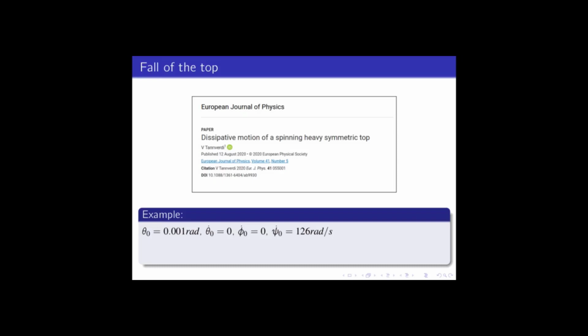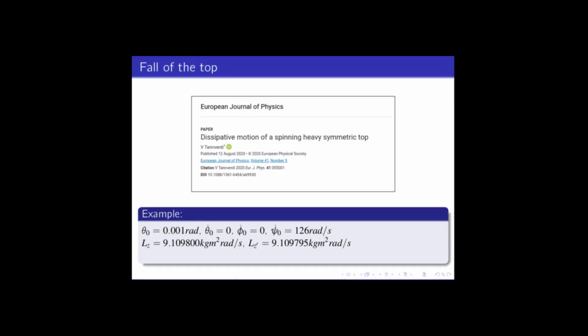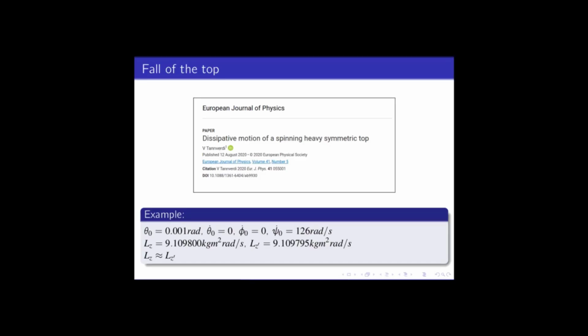We will numerically solve this case by considering the dissipative constants given in this paper. One can calculate values of Lz and Lz prime as these. As it is seen, Lz and Lz prime are very close to each other, and they remain that way for 48 seconds in the numerical solution, and after that Lz prime gradually becomes greater than Lz. Nevertheless, let us see the results of the numerical solution.